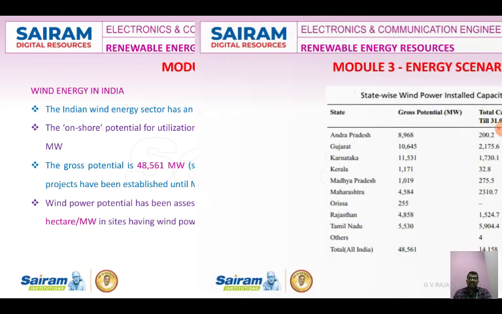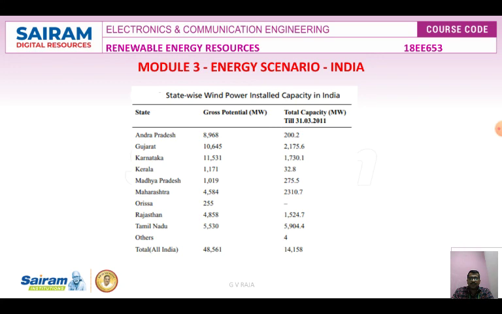This is the status: Andhra Pradesh, Gujarat, Karnataka, Kerala and Madhya Pradesh have installed power stations, and how much energy they have generated in megawatts is mentioned.